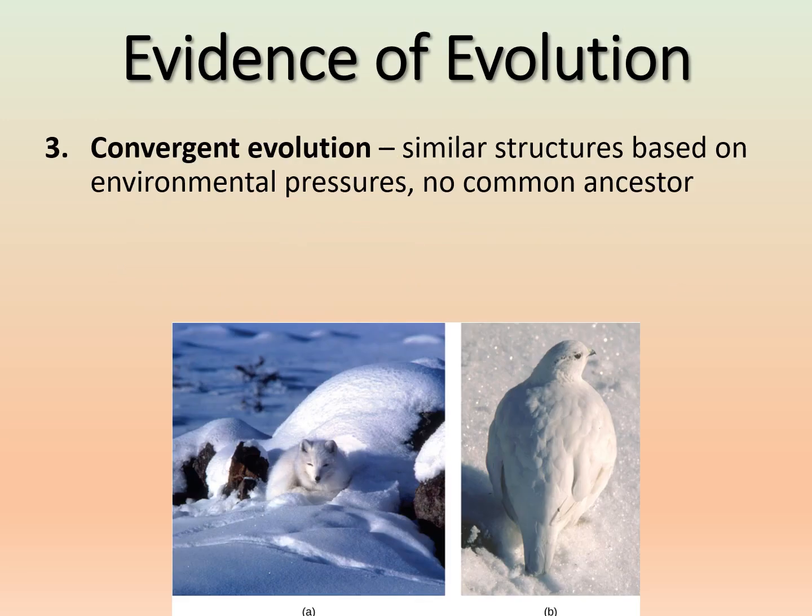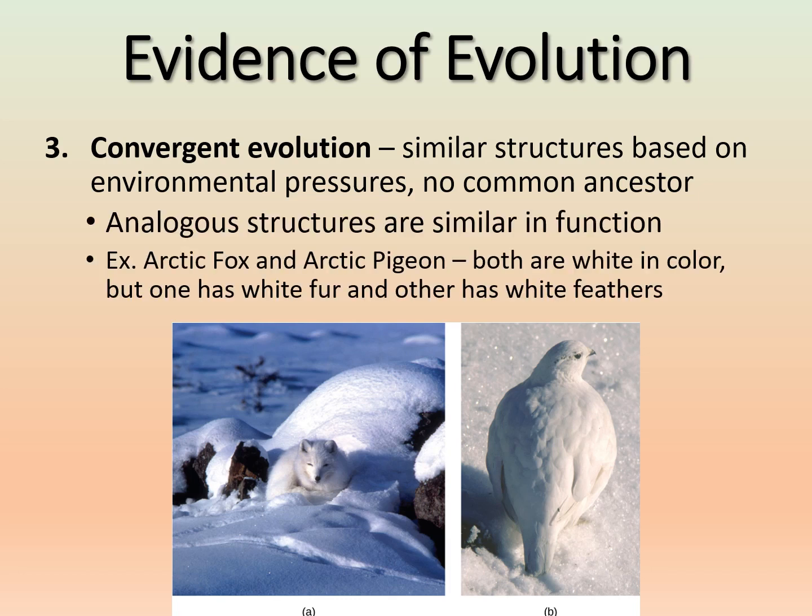So some more evidence is convergent evolution itself. These are those similar structures based just on the environmental pressures. There's no common ancestor between the species, but they have developed similar structures because they live in the same environment. And so these are those analogous structures where they share a similar function.